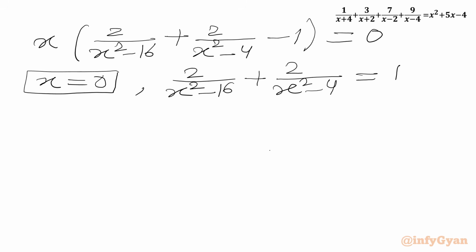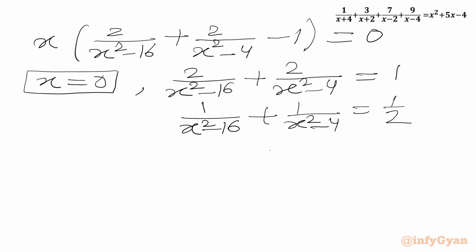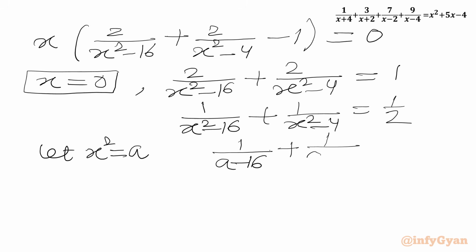Now we will divide both sides by 2. So we will write equation 1 over x square minus 16 plus 1 over x square minus 4 equal to half. Now we can consider x square, suppose equal to a. So we will write 1 over a minus 16 plus 1 over a minus 4 equal to half.